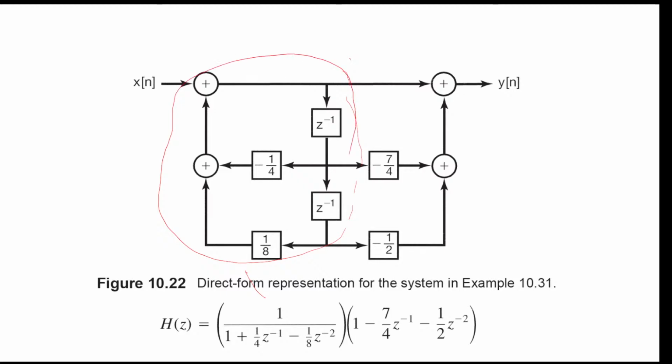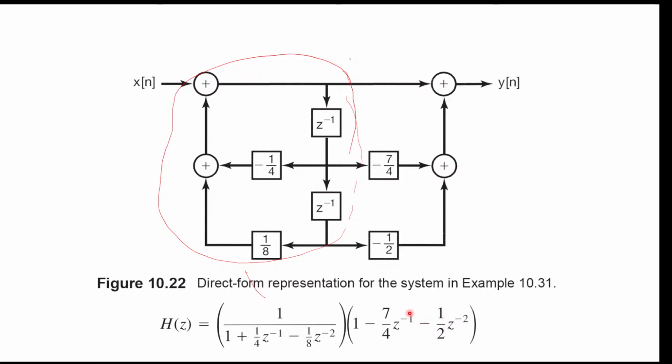And then the second part, you can separate them, but just like before, we want to reuse those z minus 1. So you can just get this z minus 1 from this z minus 1. And so this z minus 1 goes to this minus 7 over 4, and you also reuse this z minus 1 to become this z minus 2, and then feed forward to this 1 over 2.